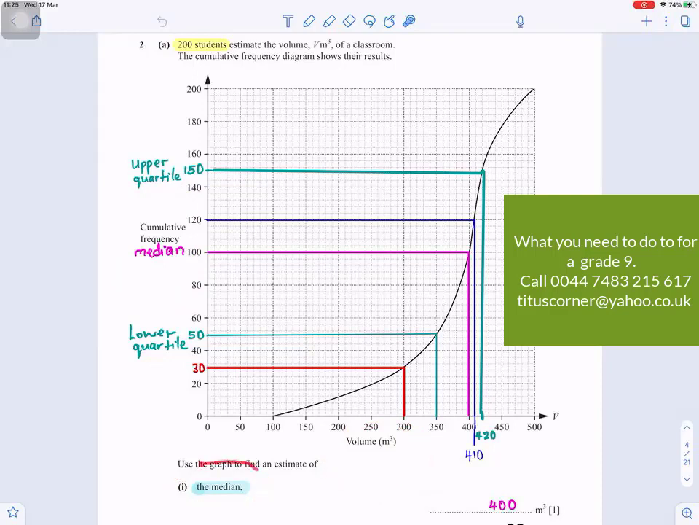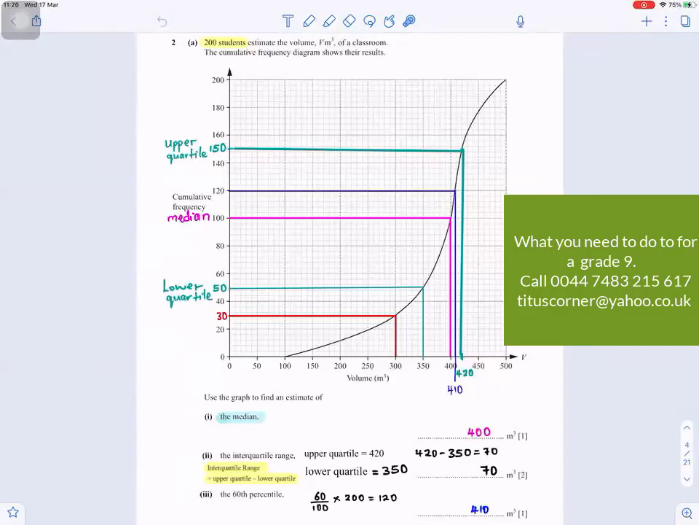The median is the middle number. So between 200 and 0, the middle number is 100, half of 200. So you follow on 100, you get to the cumulative frequency curve, you come down, it would be roughly at 400. So the median is 400, the median volume. And this cumulative curve shape is called an ogive shape, O-G-I-V-E. So that's how you get the median, 400.